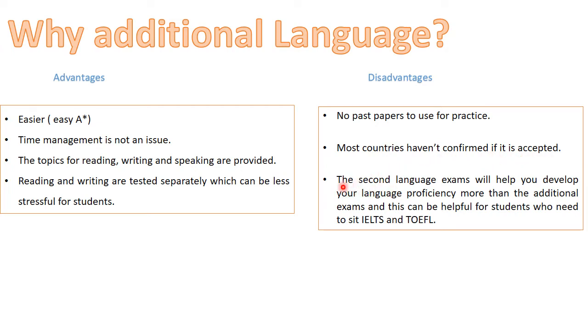Now, usually the second language exams, whether Cambridge or Oxford, help you improve your language and develop language proficiency. Therefore, you will be more prepared to sit the IELTS or the TOEFL. If you choose English as an additional language, it's not going to be that helpful. You're not going to improve your English that much because it's really easy. This is one of the disadvantages. You're going to have to think of another way to prepare for these proficiency exams.